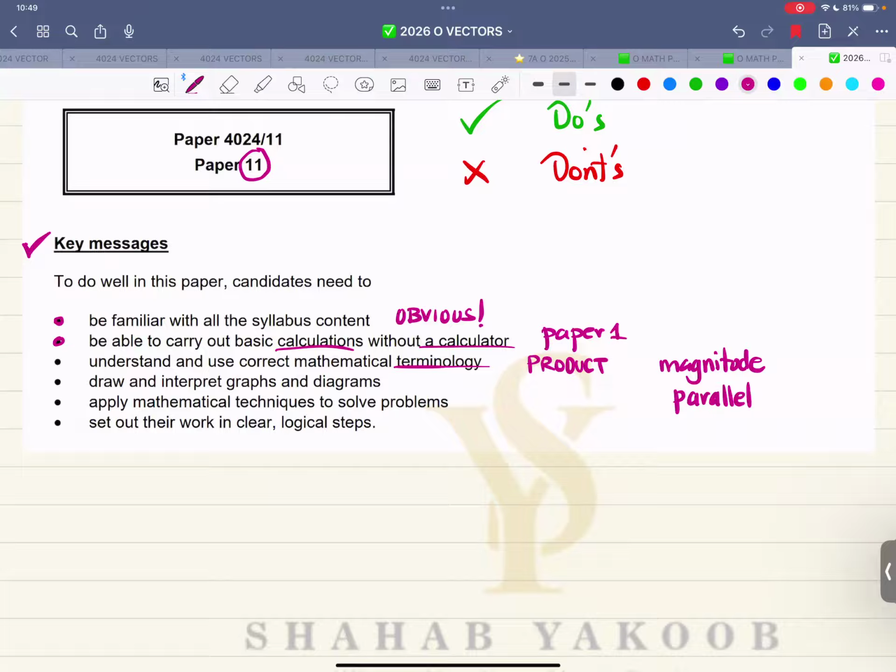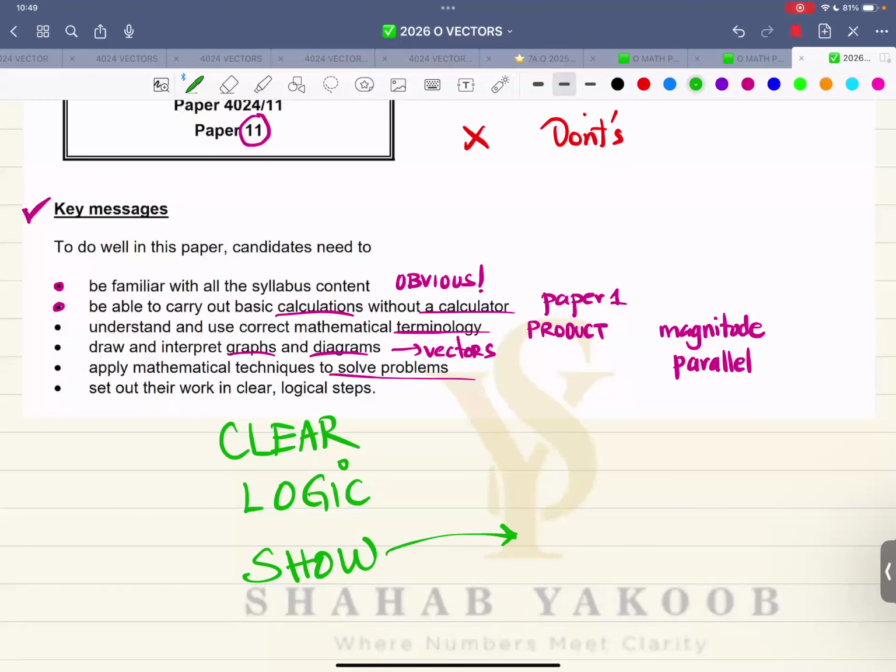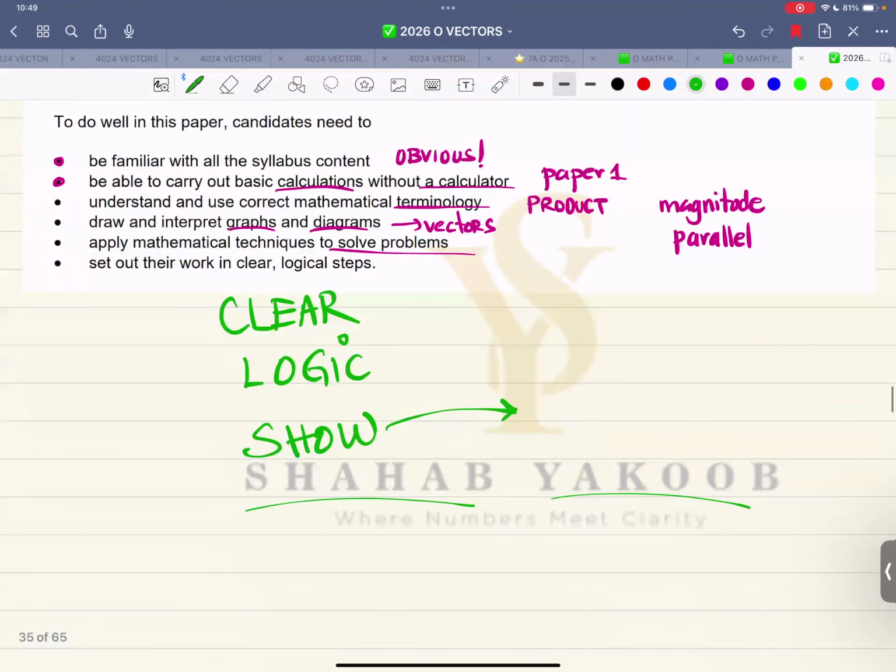Draw and interpret graphs and diagrams. Graphs is not the objective over here. Diagrams, yes, because for vectors, diagrams are very, very essential. Apply mathematical techniques to solve problems, of course. And this is the most important one. Set out their work in clear, logical steps and show all necessary working. So, whatever I'll be showing you, all the necessary working, that should be shown in order to gain full marks.